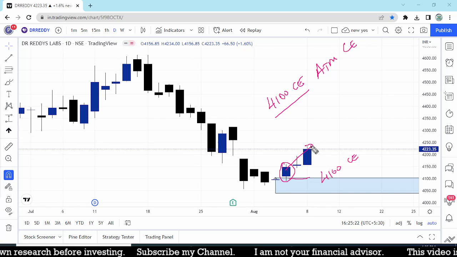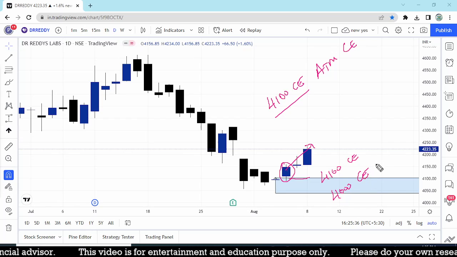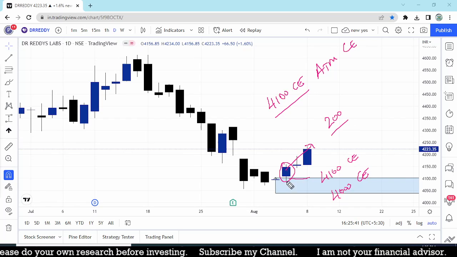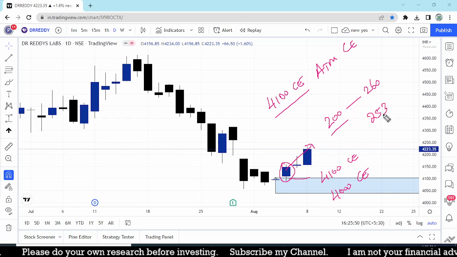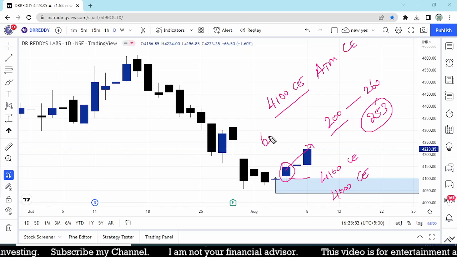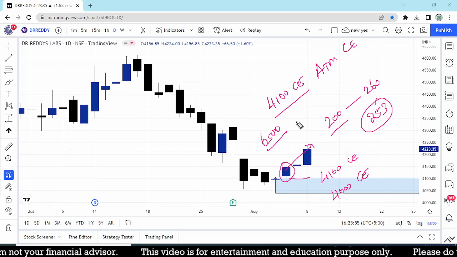But I'm not interested in taking ATM options because ATM options have only time value, right? Instead of that, I took an ITM option, 100 points below, the 4,000 call option, for entry. I took the entry at almost 200 rupees on 4th August, and I'm holding for 3 days. Today it went up to 260. I booked at about 253 and exited near 6,500, which this candlestick pattern paid me.